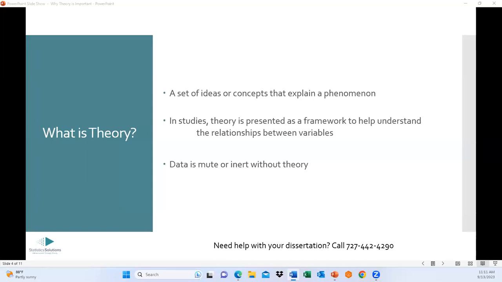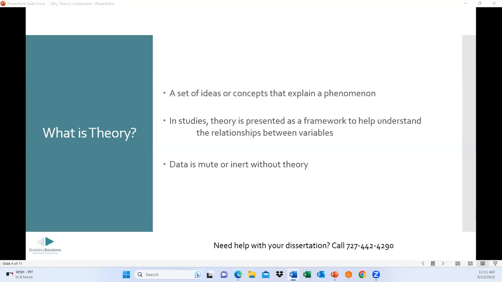It can help explain why they're connected. That would be correlation, right? Two things are correlated with one another. Not just that the two items are connected. That's what your data analysis tells you, that they're connected. The theory helps tell you why or how. Theories can help explain that connection.